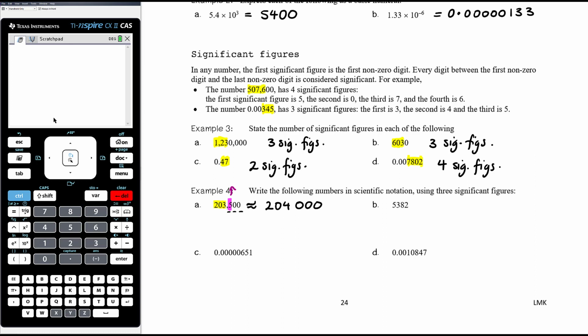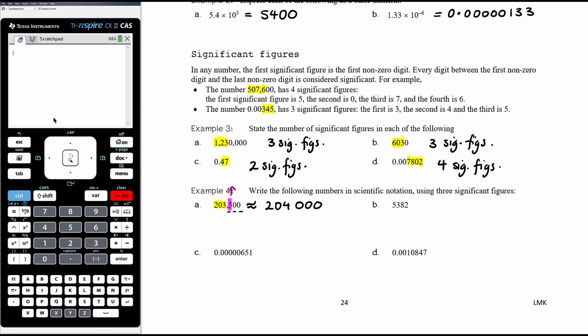They still need to be there to hold the place value. We're not changing the place value of this 2. It's still a 100,000s digit. This is still a 10,000s digit. This is still a thousands digit. This is still a hundreds digit. You can't change the place value. So 203,500 is approximately 204,000 to 3 significant figures.